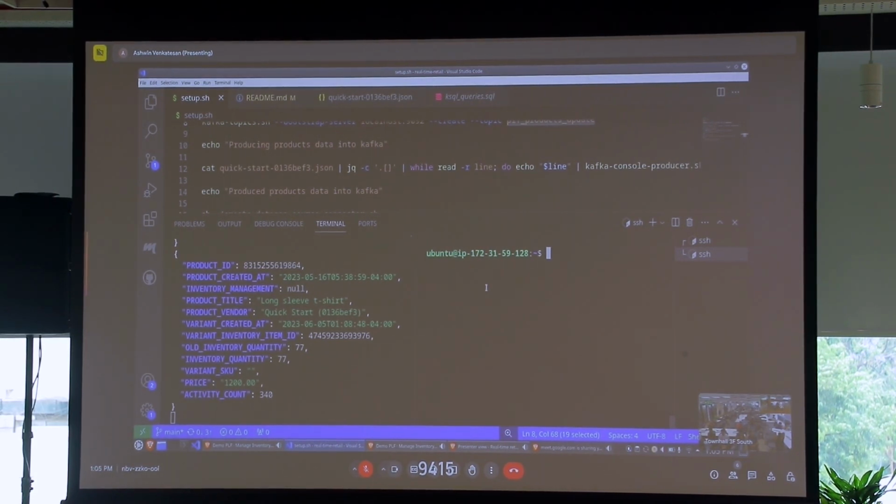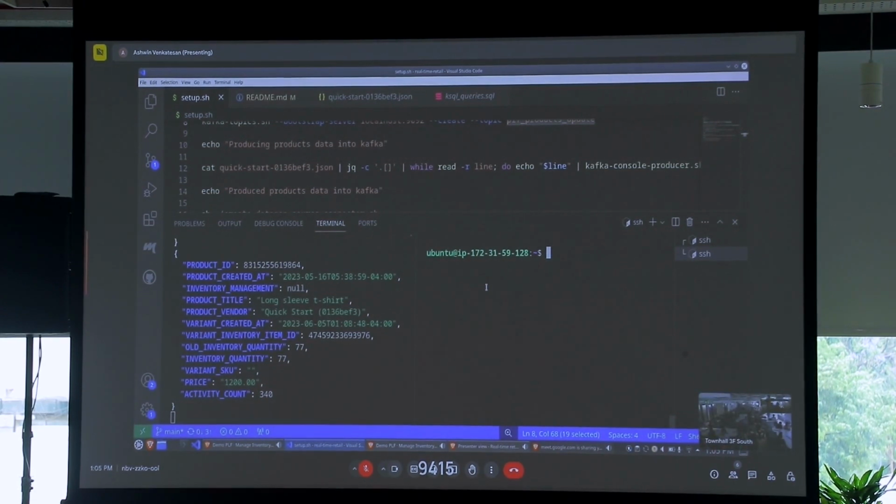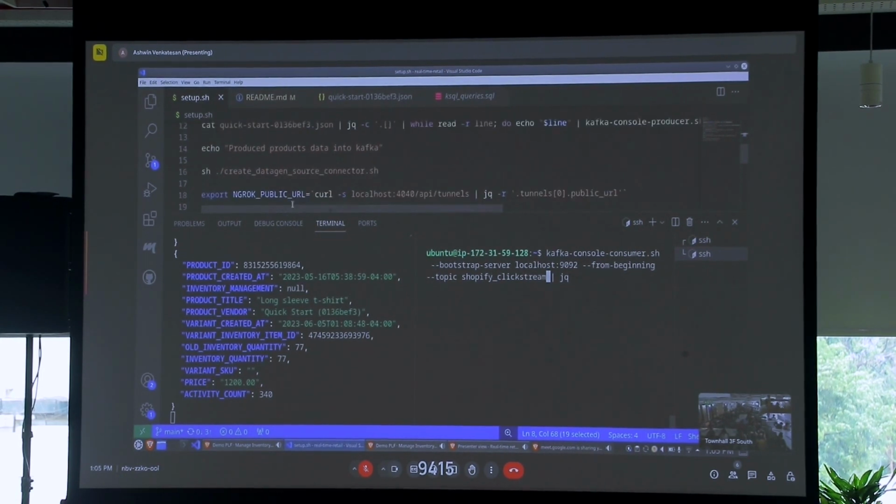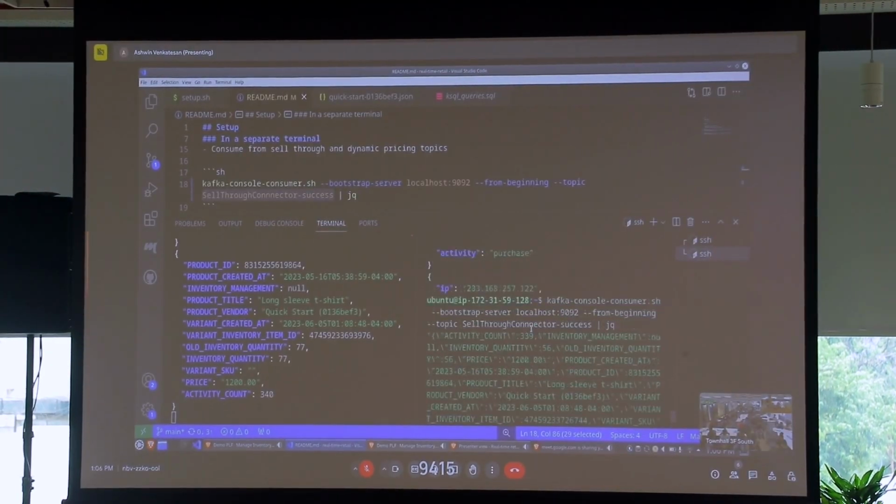So to understand that, we have the sell-through date, and the application of the sell-through date basically enables you to say that, okay, I don't want to spend any more budget on my ads on this particular product because anyway the inventory is going to hit zero. So for this particular purpose, the sell-through rate is useful. So let me quickly consume that stream and show it to you as well.